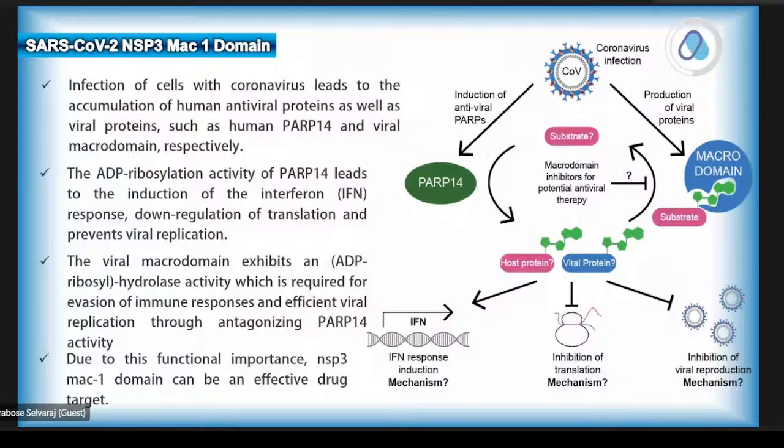Once this happens, immunologically the human will get weak, and mechanistically the virus will become more dominant. So here the inhibitor has the main role. If you develop an inhibitor which can bind with the viral macro domain and can also replace the ADP-ribosyl activity, that particular drug can be a better drug and can also be helpful for the human, because it is suppressing the immune genes.